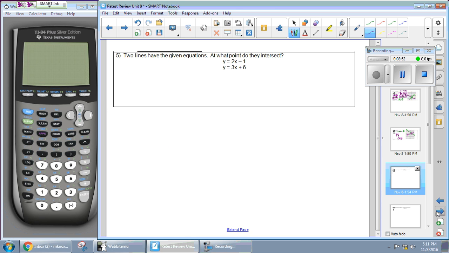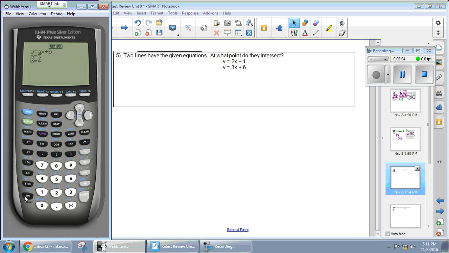Number 5. Two lines have the given equations. At what point do they intersect? Okay, there's no graph given, so we're going to go back to our calculator. My first equation is y equals 2x minus 1. And then I'm going to input my second equation, y equals 3x plus 6.